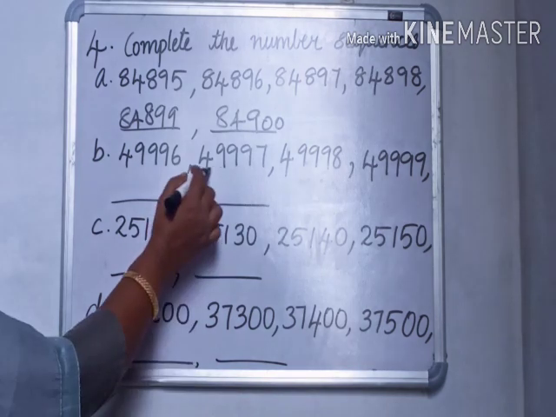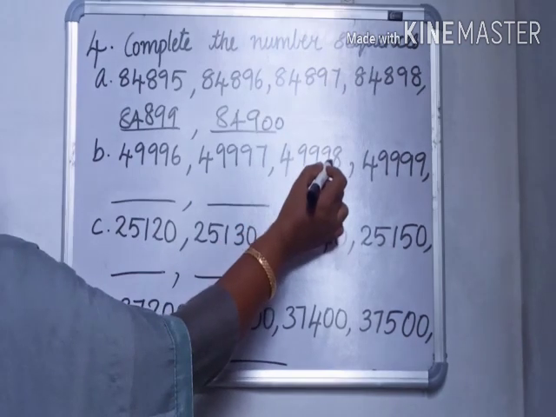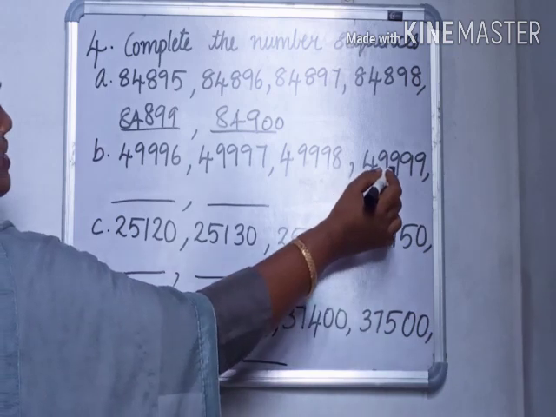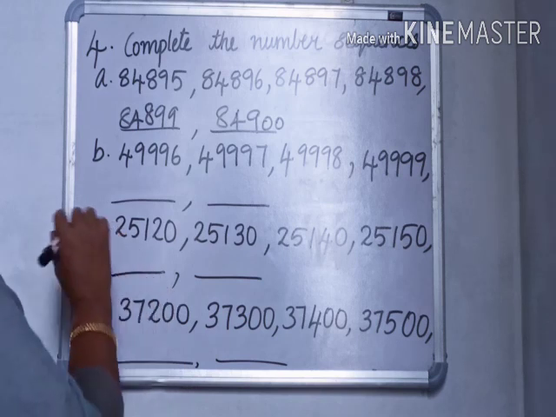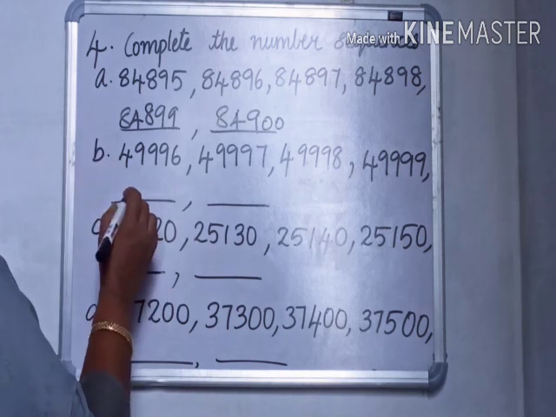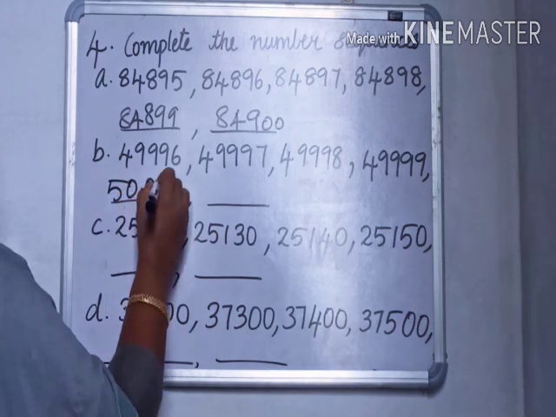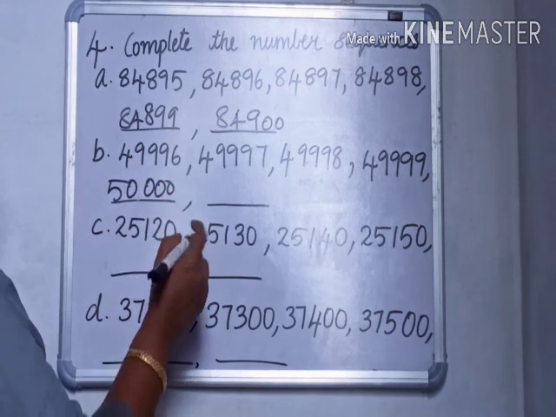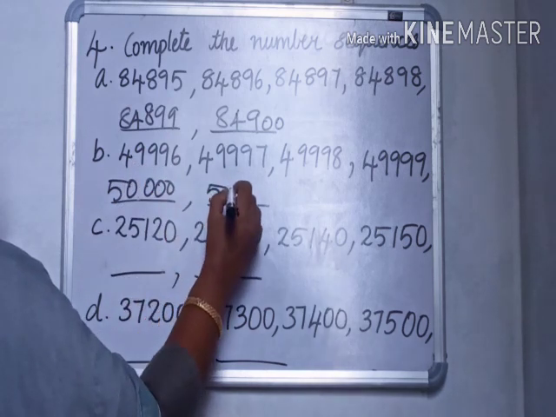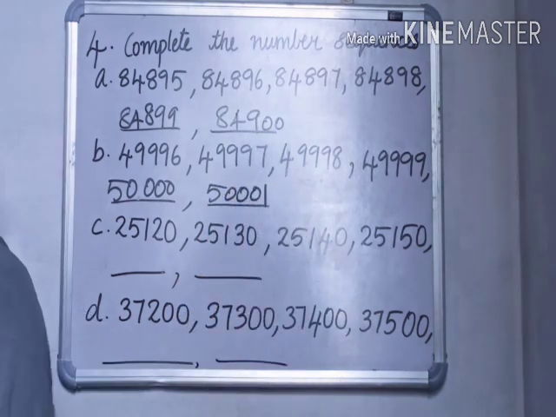B. 49,996, 49,997, 49,998, 49,999. Next is 50,000. Next is 50,001. Clear?